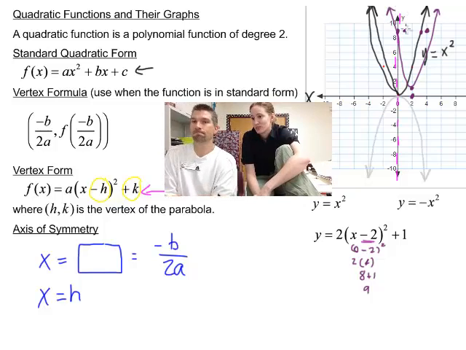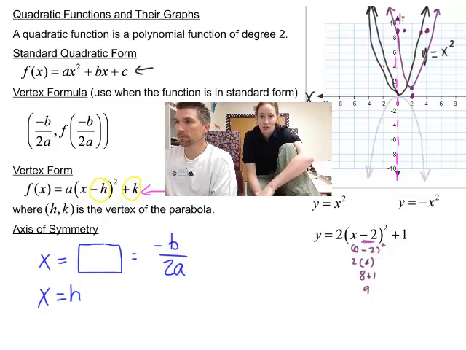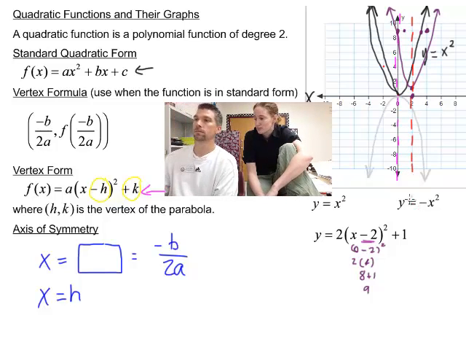Since our vertex was 2, 1, our axis of symmetry would be the line x equals 2, because the axis of symmetry just takes the x value from your vertex. So there's our quadratic functions.